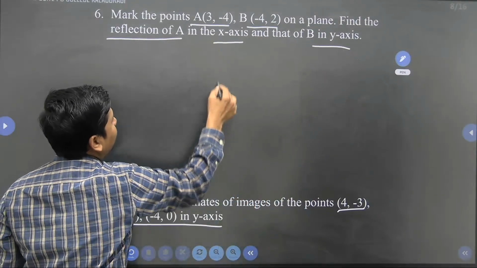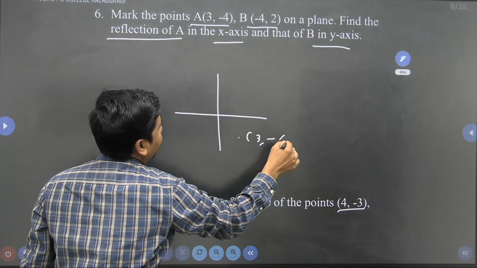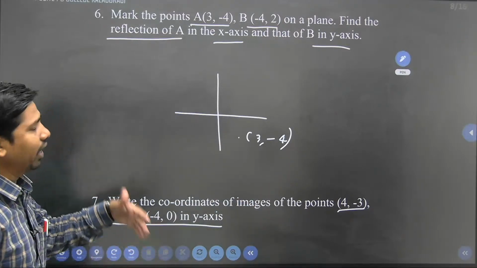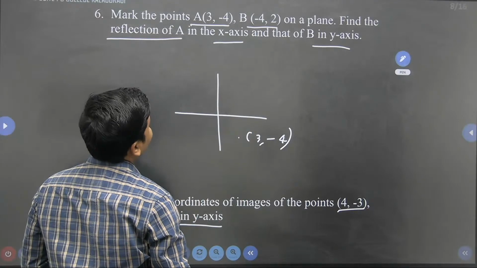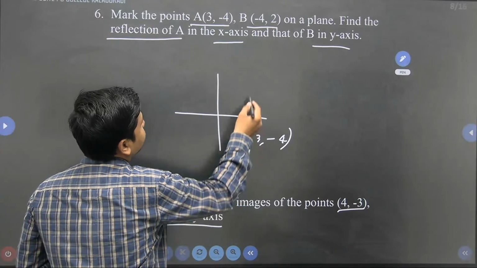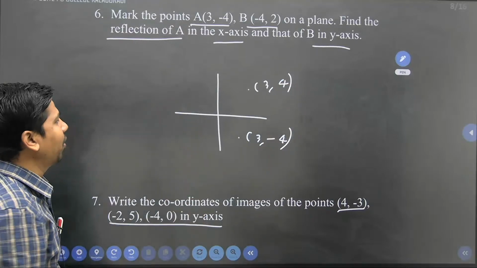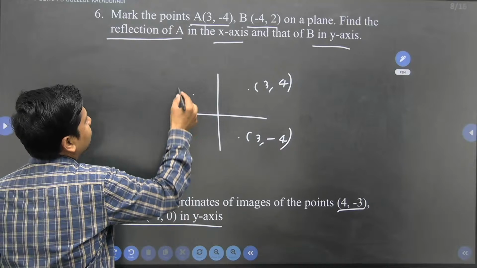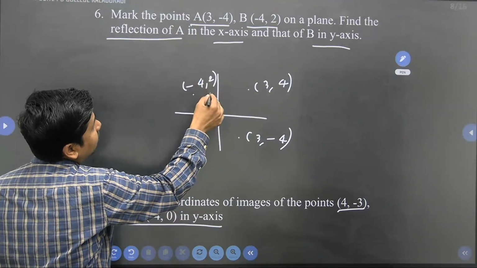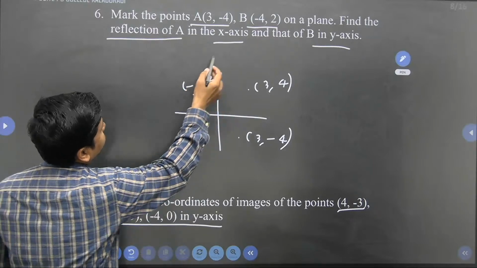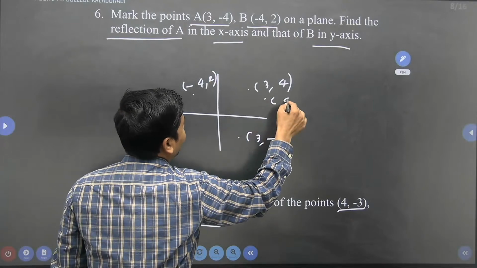So this point is in which quadrant? X is positive and y is negative, so this is (3, -4) in the fourth quadrant. Its image in the x-axis will be in the first quadrant, that is (3, 4), right? And (-4, 2), x is negative, y is positive. This is the point B, (-4, 2). Its image in the y-axis is in the first quadrant, that is (4, 2), right?